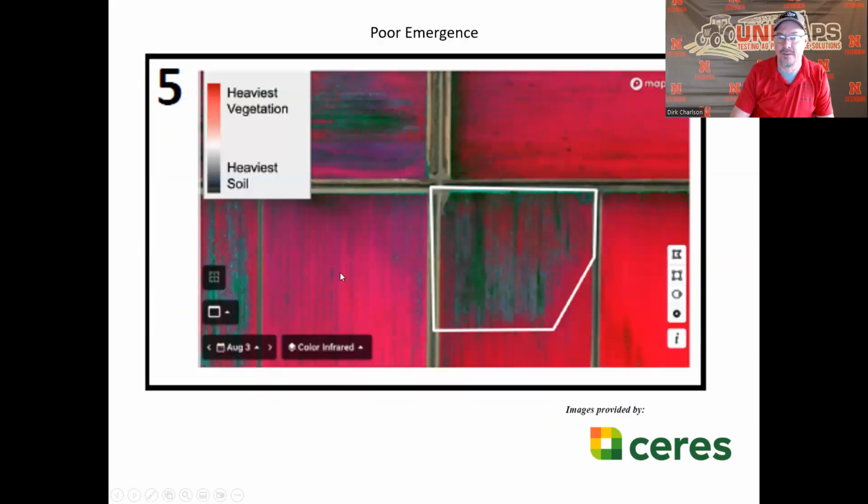Number 5 is poor emergence. What we're looking at here, again, is vegetative information, and the redder the color, the more vegetation. If we look within the polygon, we see some irregular shapes, and it appears to have less vegetation. This is one indication of poor emergence, probably resulting from flooding.